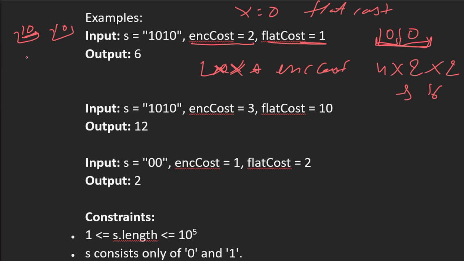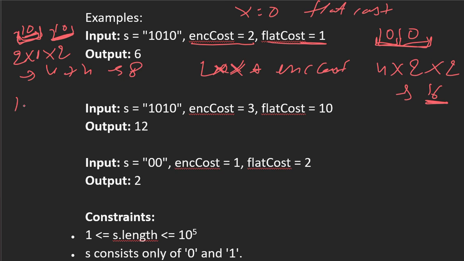Now the cost of this: length is 2, number of ones is 1, and ENC cost is 2, so 4. Similarly for this also 4. So either we take 16 or 4 plus 4, that is 8. But what if we further break these segments?